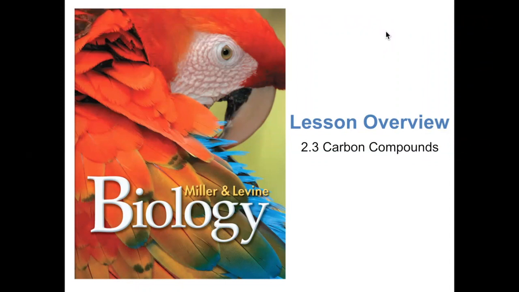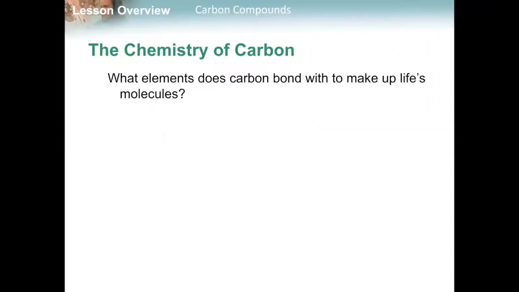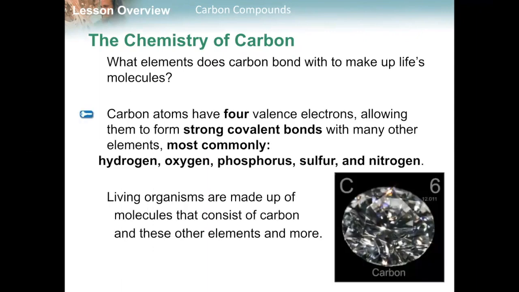Carbon compounds. What elements does carbon bond with to make up life's molecules? Carbon atoms have 4 valence electrons, allowing them to form strong covalent bonds with many other elements, most commonly hydrogen, oxygen, phosphorus, sulfur, and nitrogen. Living organisms are made up of molecules that consist of carbon and these other elements and more.